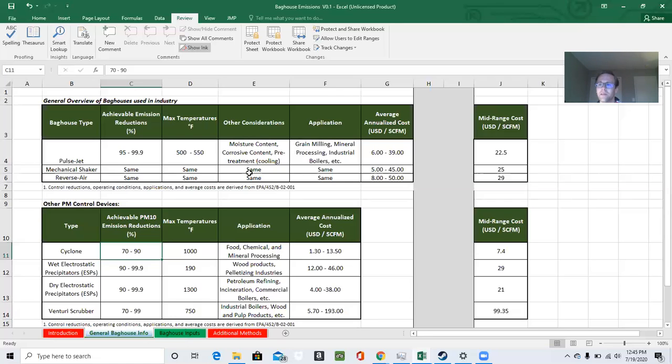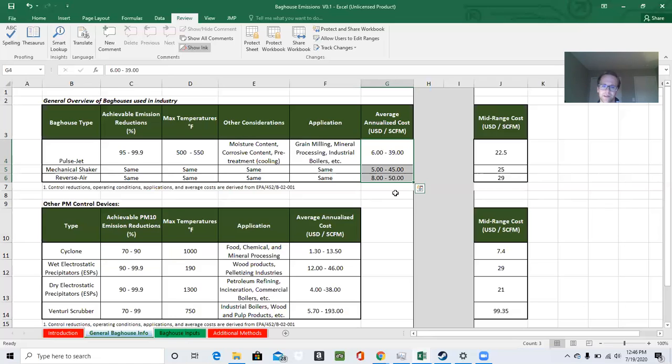There are other types of emission control devices for particulate matter, such as cyclones, electrostatic precipitators, both wet or dry, and Venturi scrubbers. As you can tell, these different control devices have similar emission reductions that are achieved, 70 to 90% or 90 to 99, where baghouses are 95 to 99. So they're in the same ballpark. As you can tell in column G and column F, the average annualized cost for these baghouses vary and cyclones vary differently. And quite frankly, baghouses aren't the cheapest option.